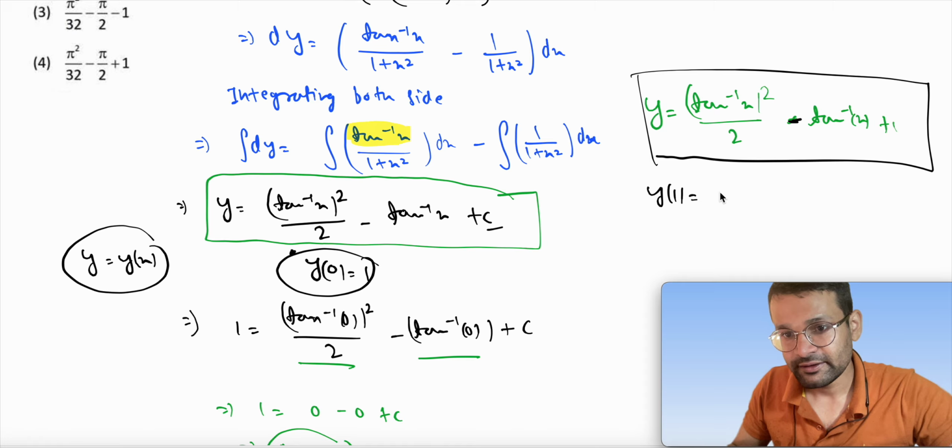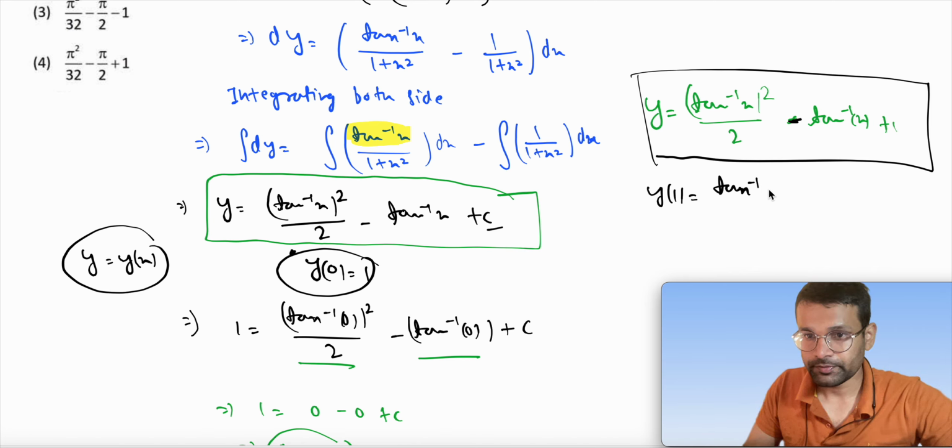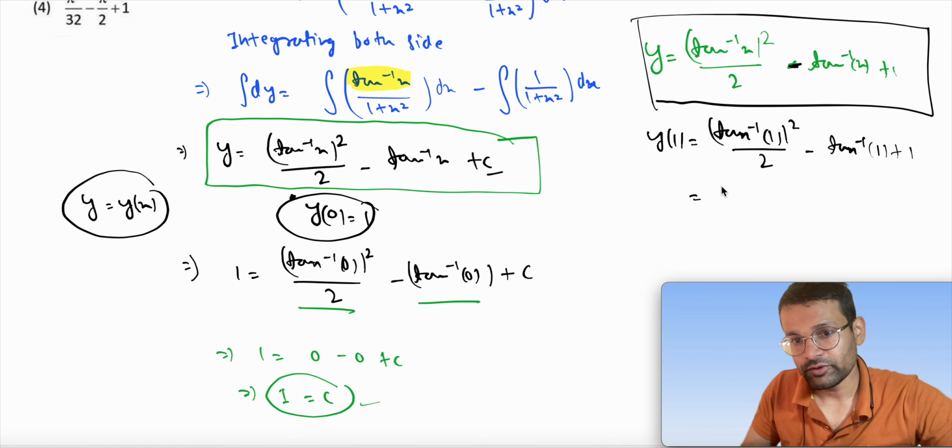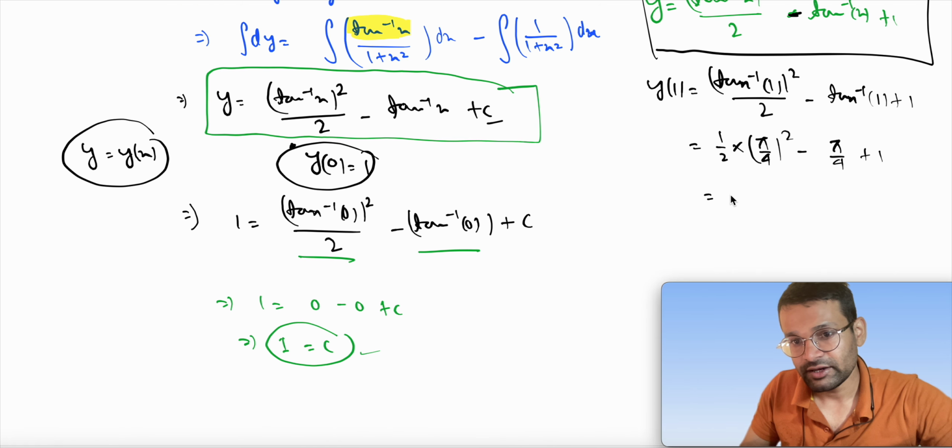Then we get (tan inverse 1) whole square by 2 minus tan inverse 1 plus 1. Now the value of tan inverse 1 is pi by 4. So we get (pi by 4) whole square by 2 minus pi by 4 plus 1. Then you can write pi square by 32 minus pi by 4 plus 1, which is the value of y(1).